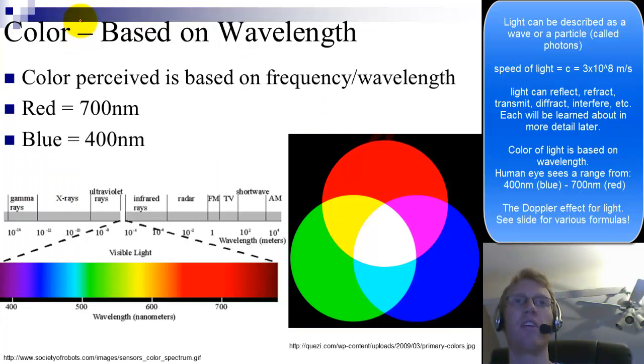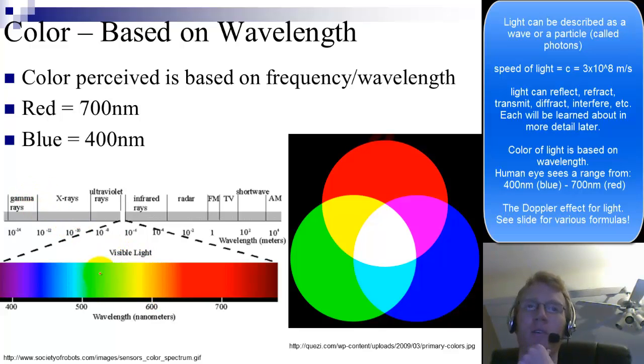Okay. Another thing is color. The different colors of light are actually based on the wavelength of the light. So the only way that you can obviously understand the wavelength of light is to think of it as a wave. And light can have a very, very wide range of wavelengths. You may have heard of, obviously, visible light, but you also heard of ultraviolet, X-rays, infrared, radar, TV, shortwave antennas, AM radio and FM radio, gamma rays. All of these different kinds of rays are technically light waves.